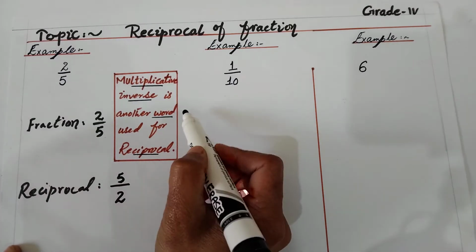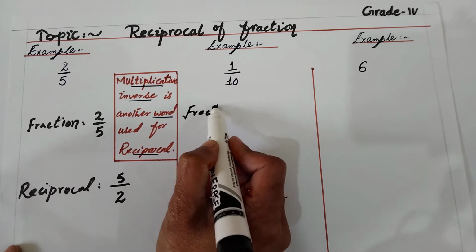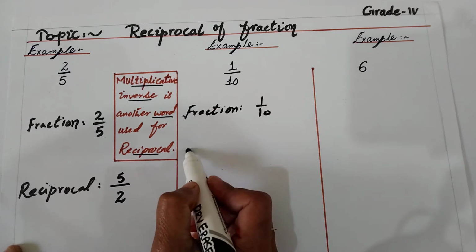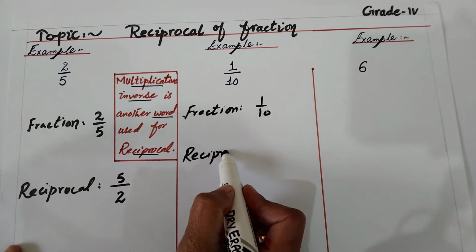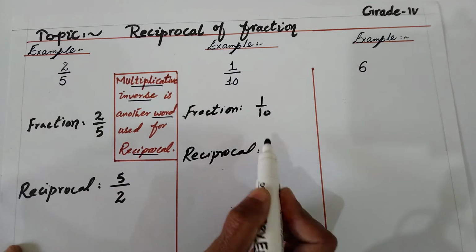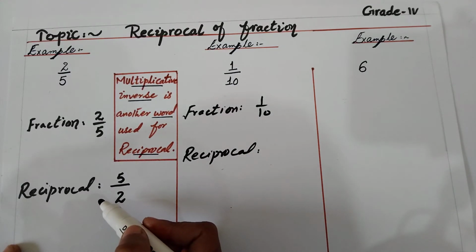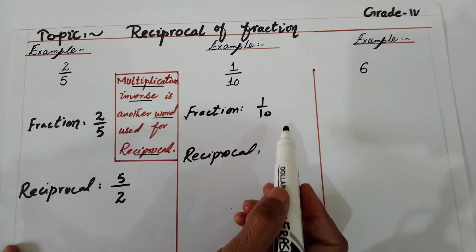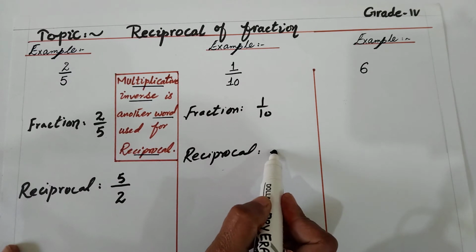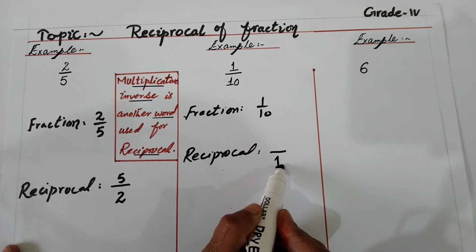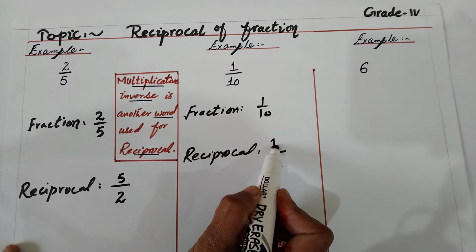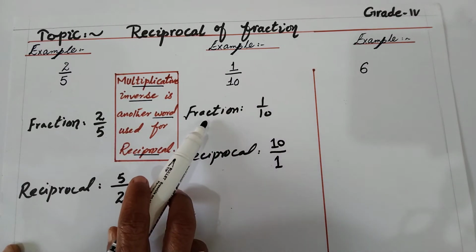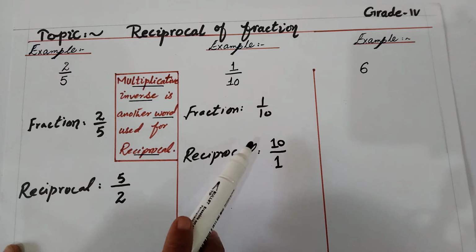1 over 10 is our given fraction. Now we have to find the reciprocal of 1 over 10. So what will be the reciprocal of 1 over 10? What do we have to do? We have to turn it upside down, meaning the numerator will be the denominator and the denominator will be the numerator. Clear?